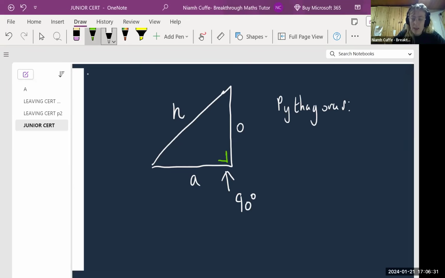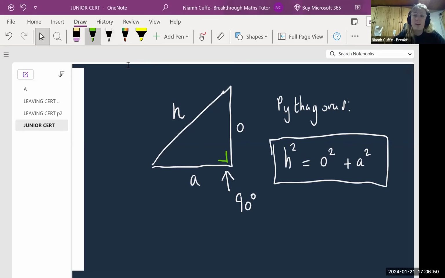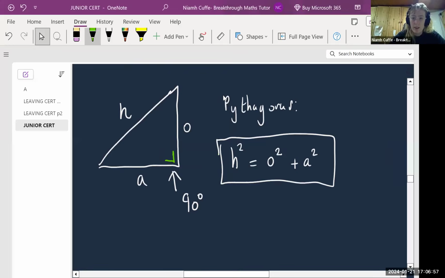Pythagoras said that if you square this side opposite the right angle, it equals the sum of the squares of the two other sides, so O squared plus A squared. These things are all equal to each other, okay? This is so important. I can guarantee this comes up every year in some way or another. You will use Pythagoras on this exam, guys. Take this away from today, okay?